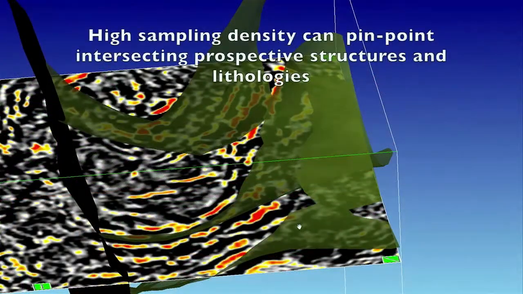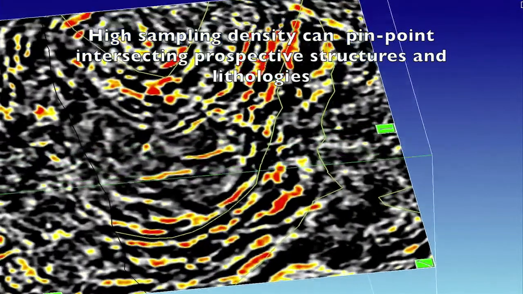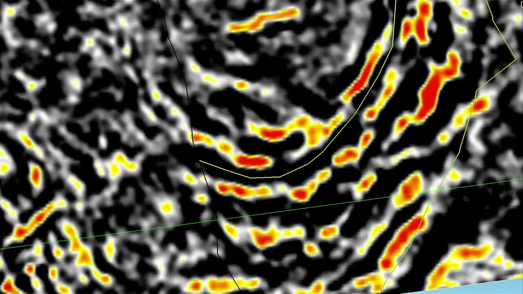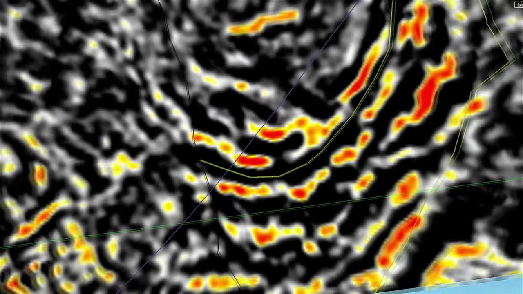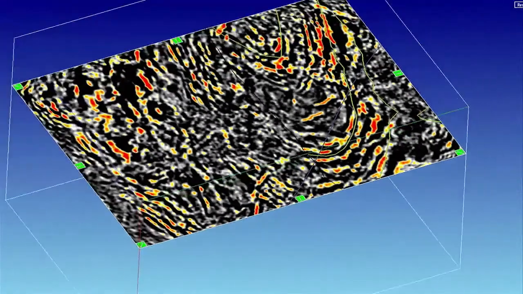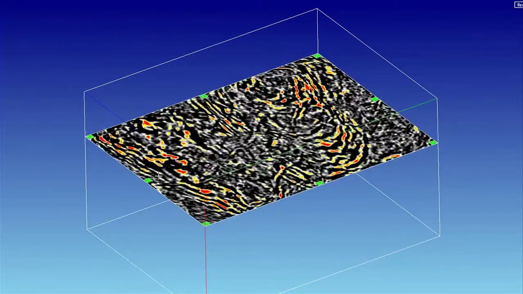One of the great things about the seismic datasets is the high sampling density. It allows us, in that 3D space, to pinpoint intersections between prospective structures and key units. For example, the brittle dolerite unit shown there in yellow, and where it crosses that diagonal line, there's a structure there, and we can pinpoint that from the seismic. Difficult to do precisely with drilling alone.